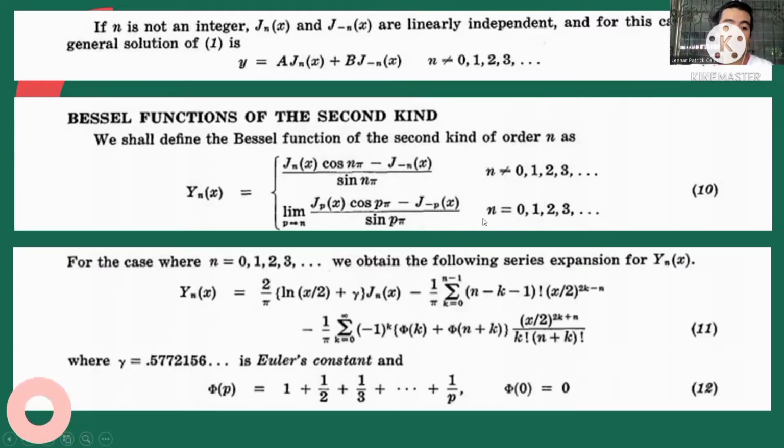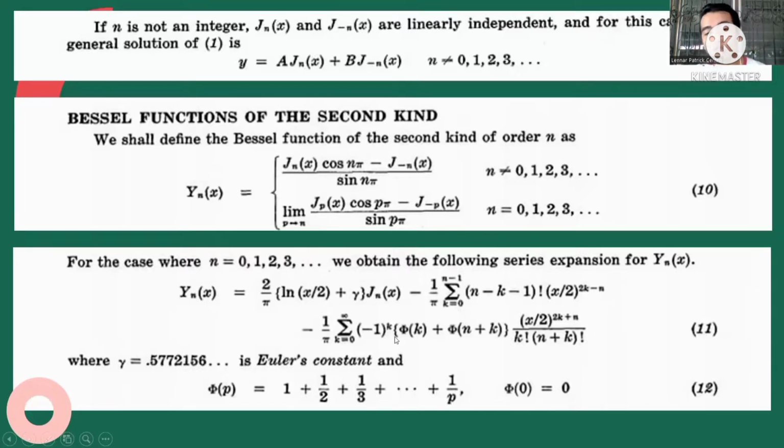So dito for the case where yung n is 0, 1, 2, and 3, we obtain na yung following series expansion for Y sub n of x. And then natin dito, Y sub n of x is equal siya sa 2 over pi ln of x over 2 plus gamma, times J sub n of x, minus siya sa 1 over pi summation of k equals 0 to n minus 1, (n minus k minus 1) factorial over k factorial, x over 2 raised to 2k minus n.